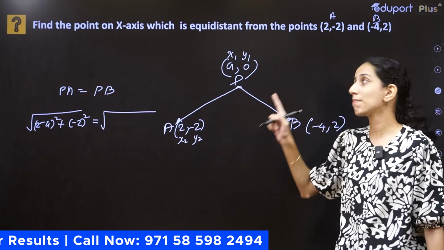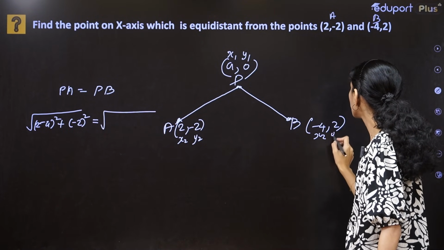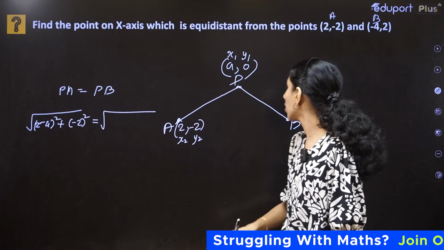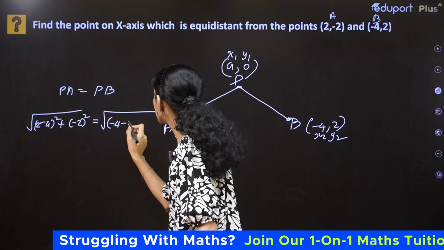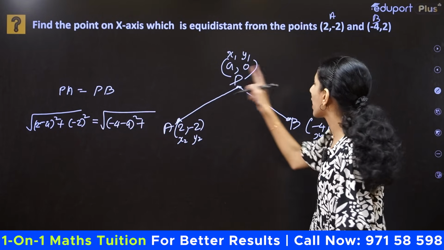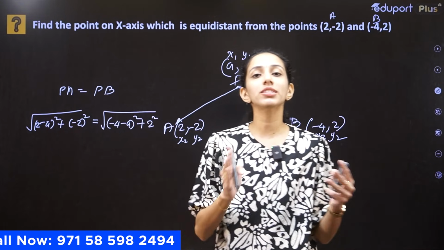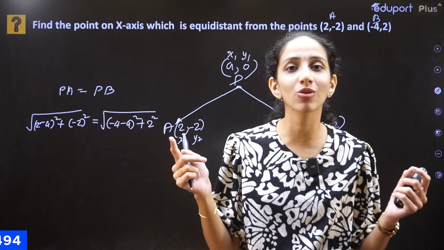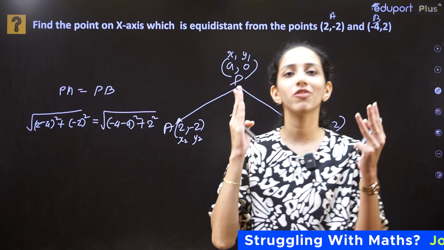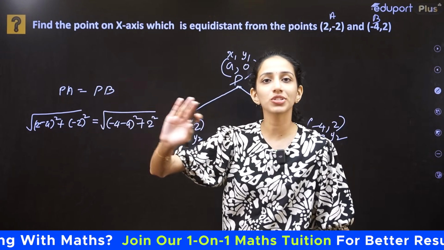So while considering PB, I already take P as (x1, y1), so we can take B as (x2, y2). So (x2 minus x1) all square becomes (-4 minus a) all square, plus (y2 minus y1) all square, that is (2 minus 0) all square. That's also equal to 2 square. Okay, so here on both sides we have a square root. How will you eliminate that square root? Yes, squaring both sides. If you square both sides, there is no problem. So just by squaring, we are going to eliminate that square root.